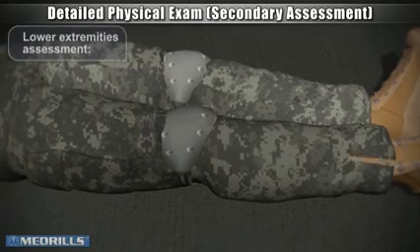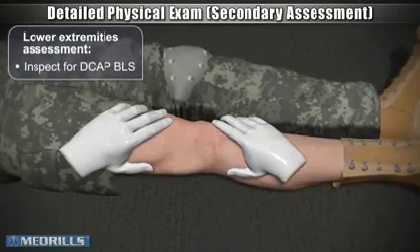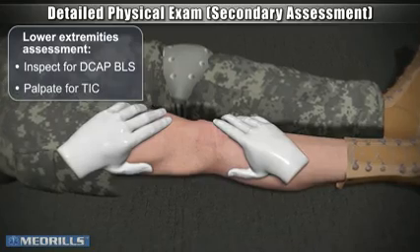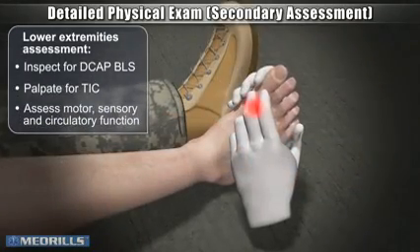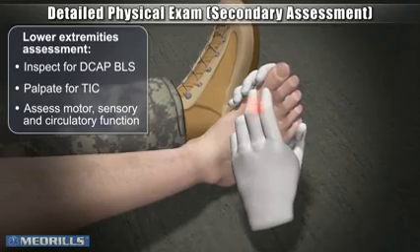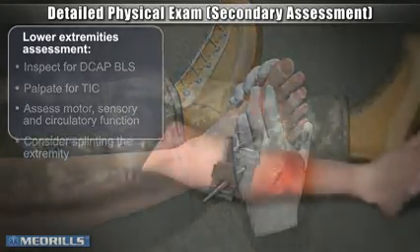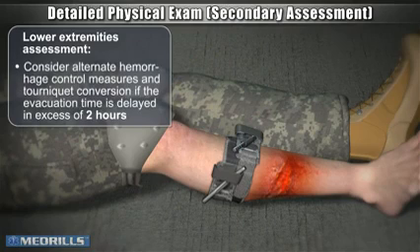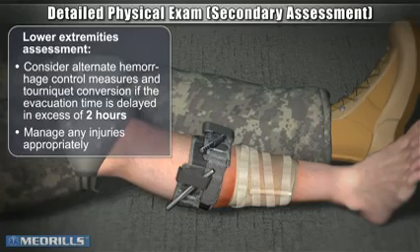Lower extremities assessment. Inspect for DCAP, BLS. Palpate for TIC. Assess motor, sensory, and circulatory function. Consider splinting the extremity. Consider alternate hemorrhage control measures and tourniquet conversion if the evacuation time is delayed in excess of 2 hours. Manage any injuries appropriately.